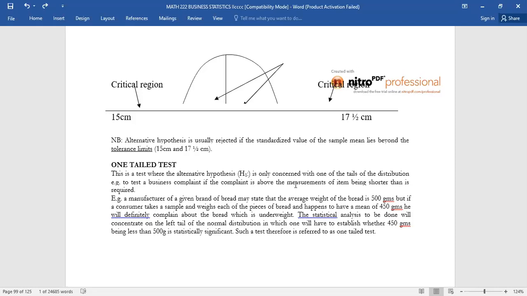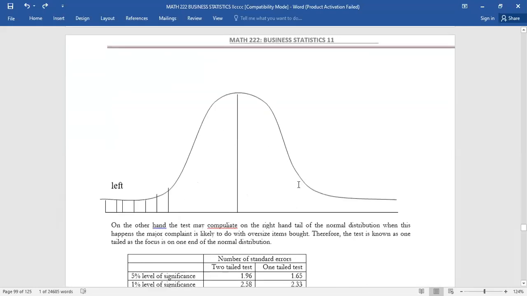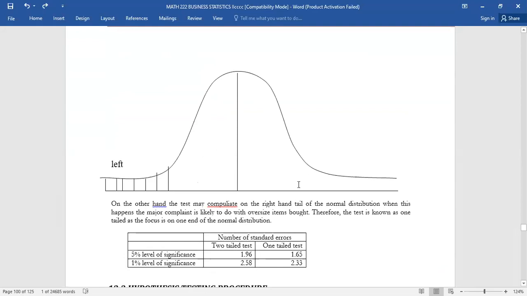The reason why I'm giving all this is that when we are doing the analysis of hypothesis, there is a step where you are supposed to indicate whether it is one-tailed or two-tailed. On the other hand, the test may be skewed on the right-hand tail of the normal distribution. So when we are talking of the right, just take this side. When we come to kurtosis or skewness, they'll be telling you that when the data is skewing to the left, it is right. But for now, I want you to look at the data that is towards the right. In other words, we are saying we are rejecting everything that is to the left. Are we there? So when this happens, the major complaint is likely to do with the oversized items that were bought.